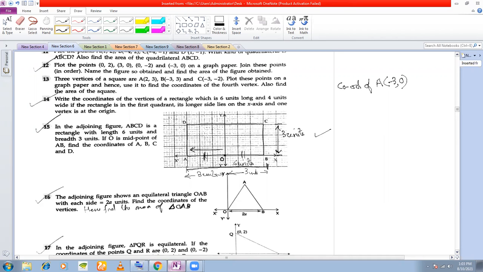See, this entire length is 6 units, right? O is the midpoint. That means this length is how much? 3 units. This length is how much? 3 units, right? So this length is 3 units, and this length is also 3 units. You agree till this part? Yes, sir. Okay.